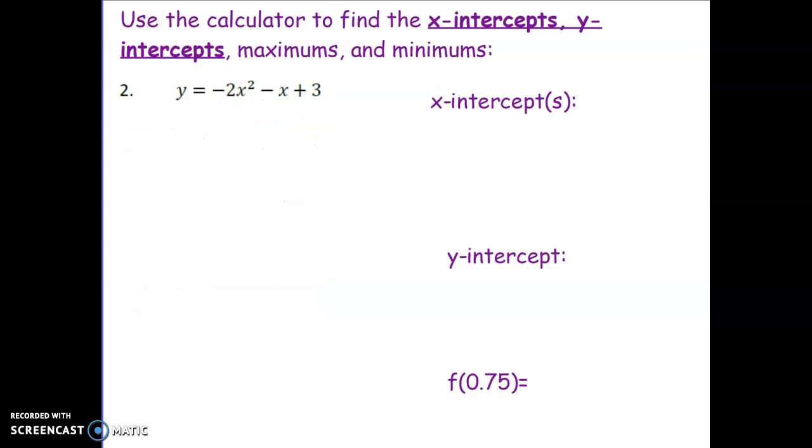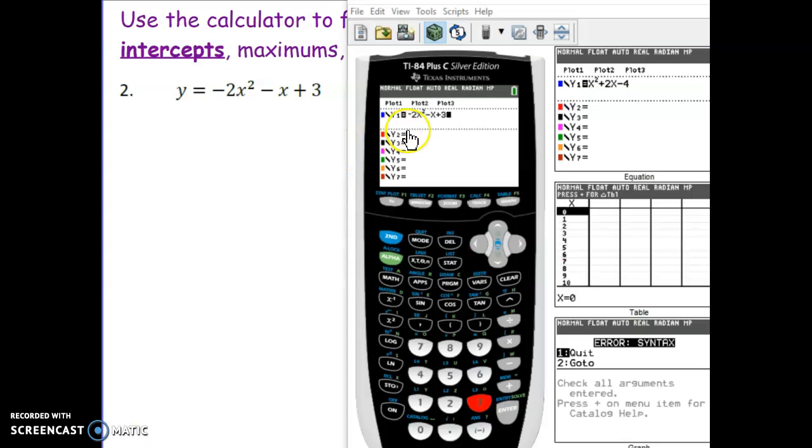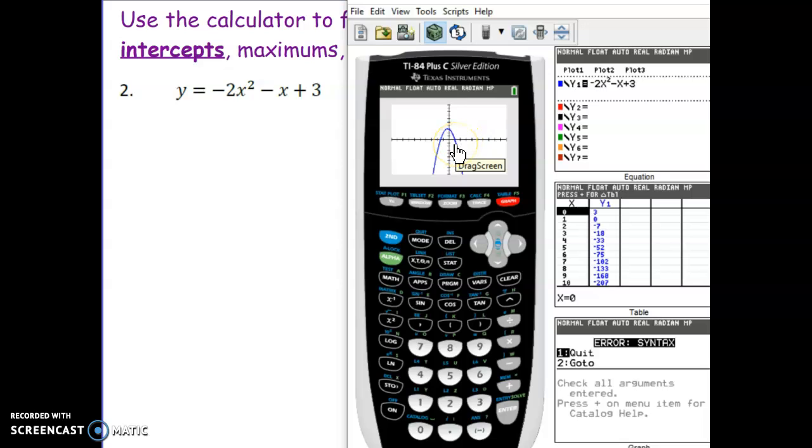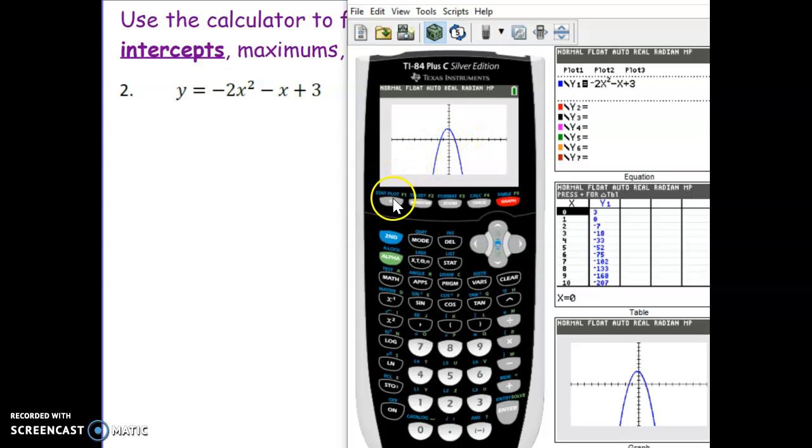Okay, let's do this one. I'm going to put this one again in my calculator. Okay, you guys can see I've got that on the Y equals screen right there, and I'm going to hit graph. All right, so this time, again, I have 2 X-intercepts. See if you can remember what to push. Read what you wrote down before.